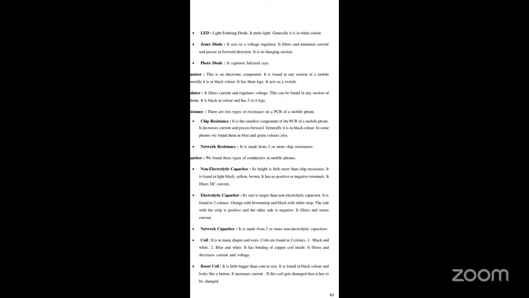Next, transistor. This is an electronic component. It is found in any section of a mobile phone. Generally it is black in color. It has three legs. It acts as a switch.